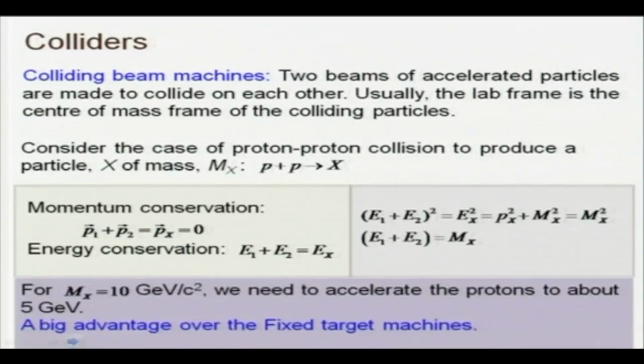And you see that to produce a particle of mass Mx equal to 10 GeV, similar to the earlier case, we need to accelerate the protons to about 5 GeV each, because Mx is now equal to E1 plus E2. This is a big advantage over the fixed target machines. In that case, you had to accelerate it 5 times more, and here you need to accelerate it only to half of the energy.